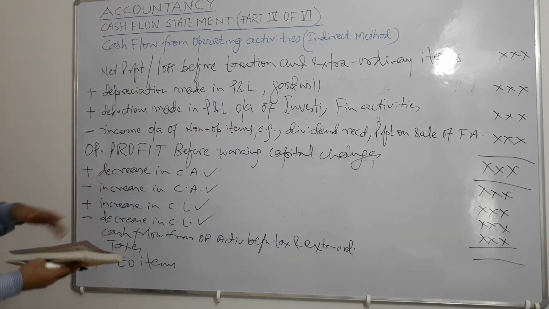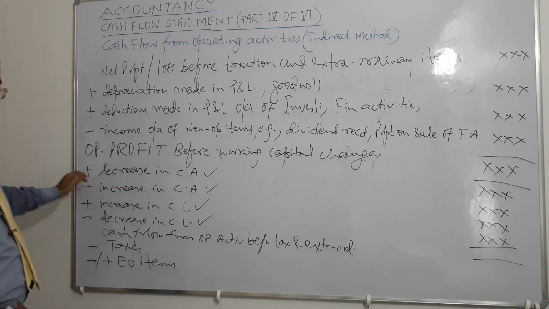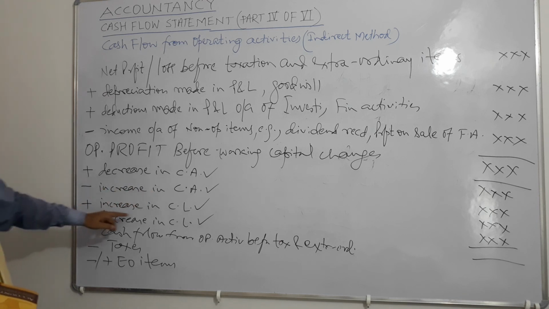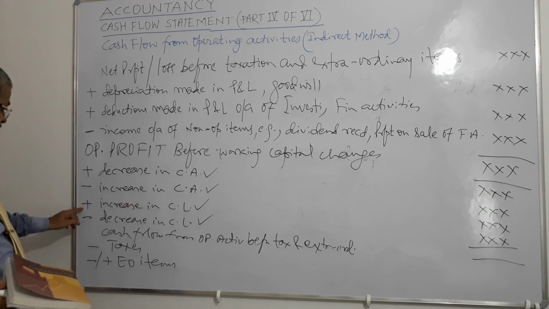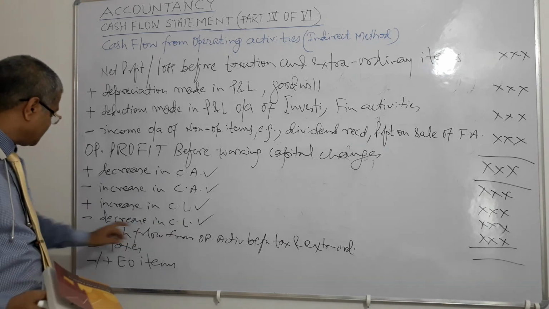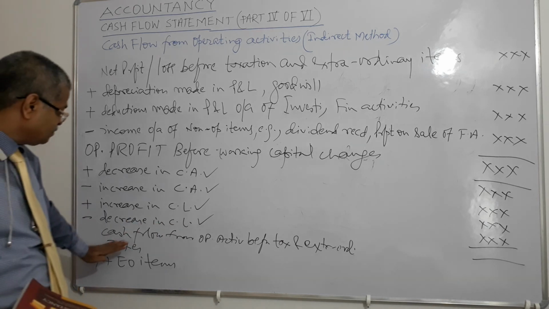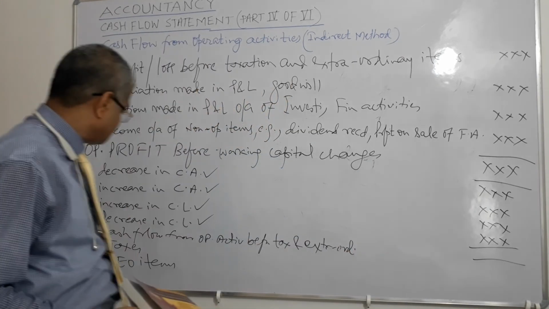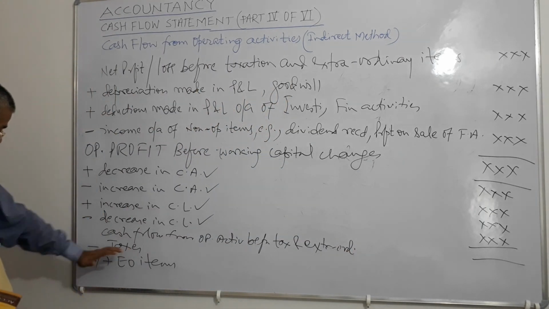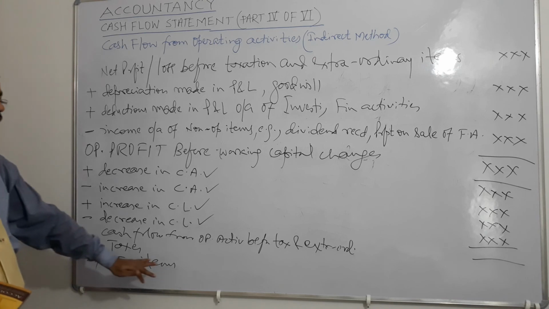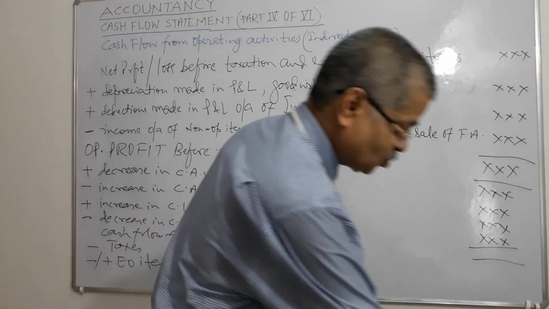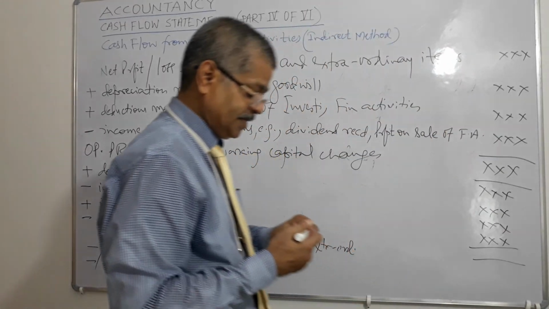Then if there is a decrease in current asset, we add it. If there is an increase in current asset, we deduct it. If there is increase in current liability, we add it. If there is decrease in current liability, we deduct it. Then we get cash flow from operating activities before tax and extraordinary items. Then we deduct taxes and deduct or add extraordinary items, and then we come to net cash flow from operating activities through indirect method, right?